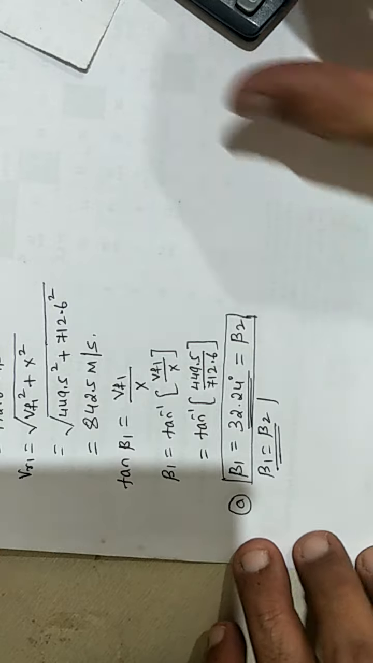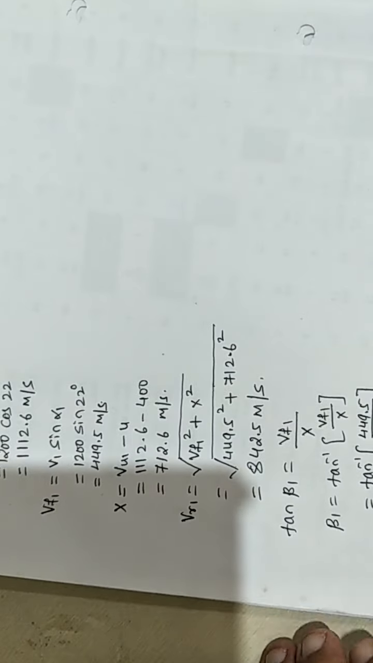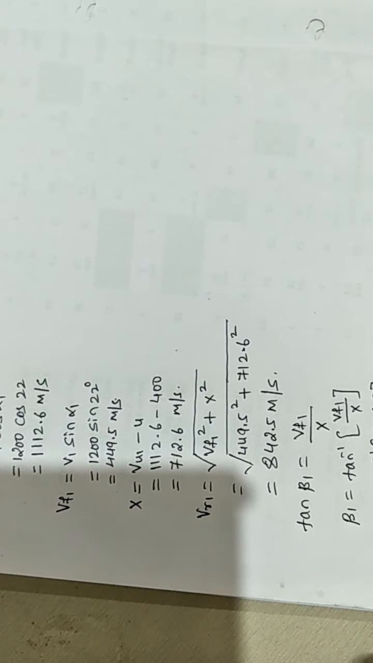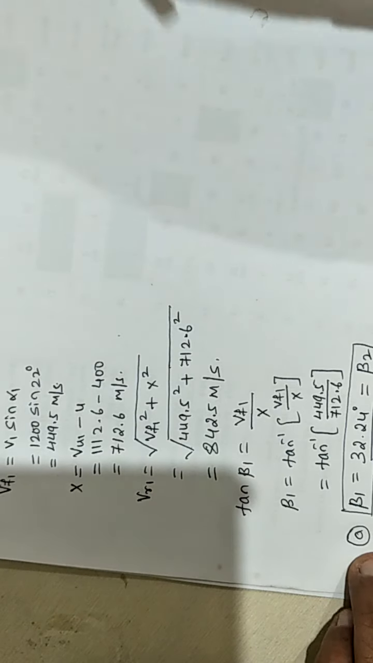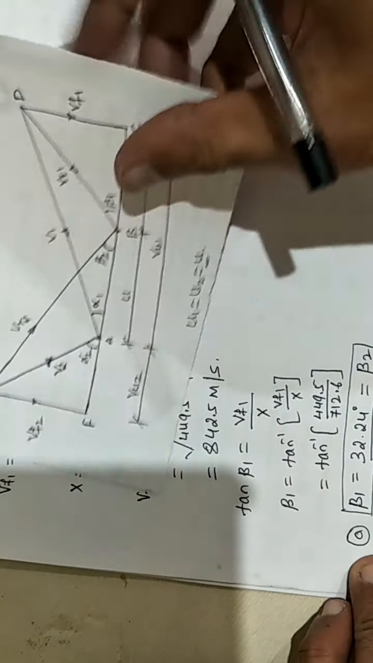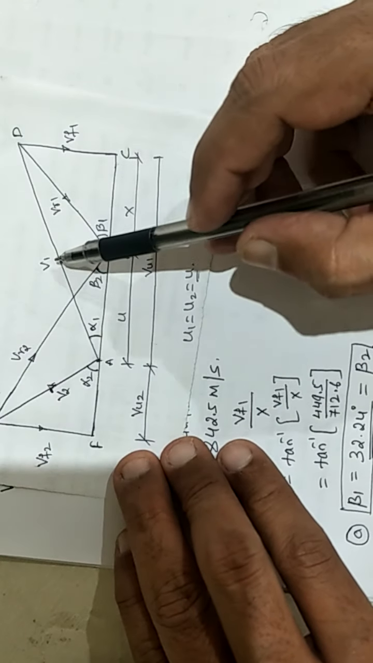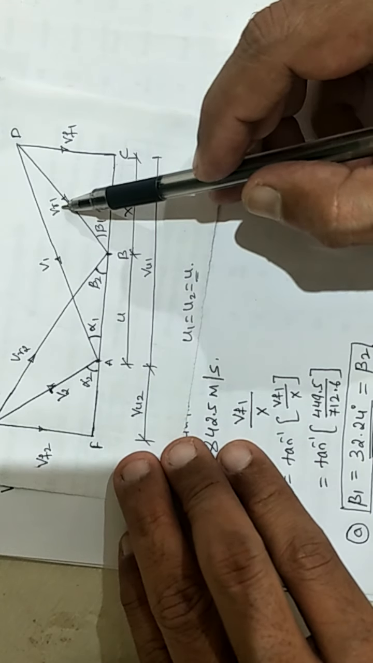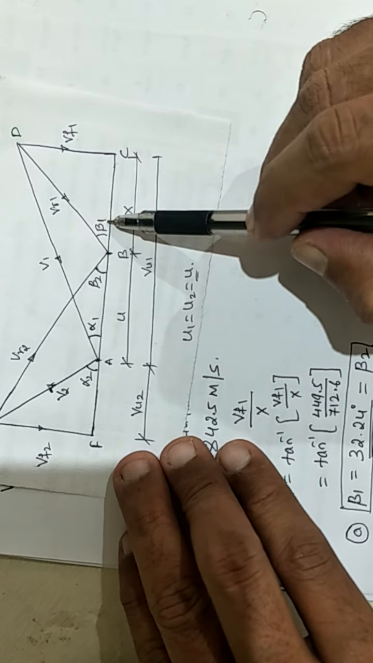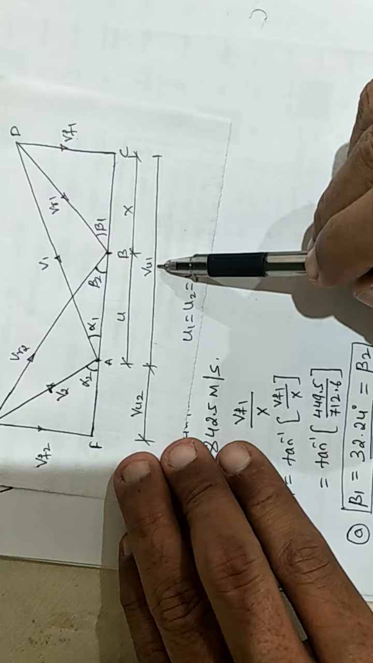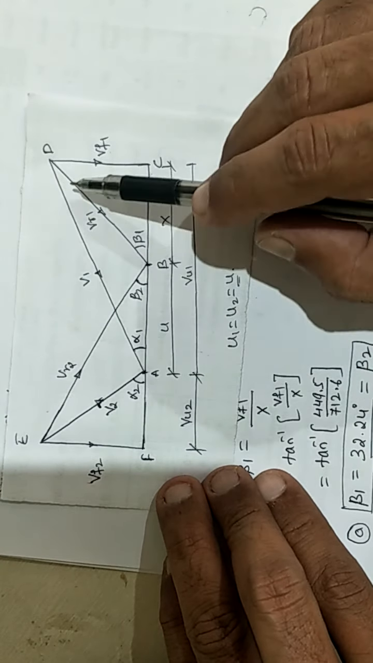Then we will proceed to the exit velocity triangle now. These are the values that we have obtained for all the suffix 1 quantities. We know the value of V1, we have calculated VR1, VF1, beta 1, and also VU1. These are all the values related to the inlet velocity triangle.